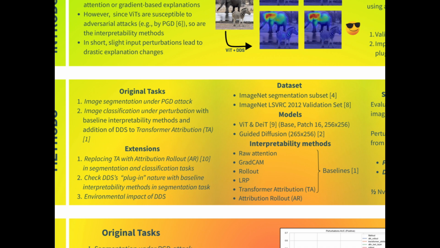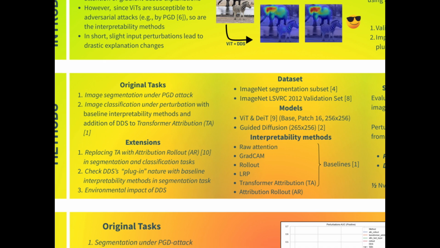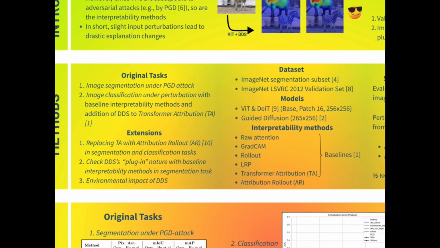Furthermore, we investigated all 5 baseline interpretability methods. These consist of raw attention, VATCAM, rollout, LRP, and transformer attribution. In combination with this, and as mentioned, we also investigated the recently introduced attribution rollout. Now we'll go on to the results, first starting with original tasks and the segmentation under PGD attack.